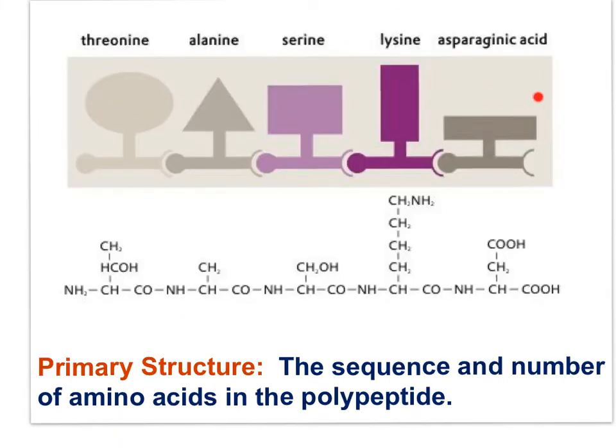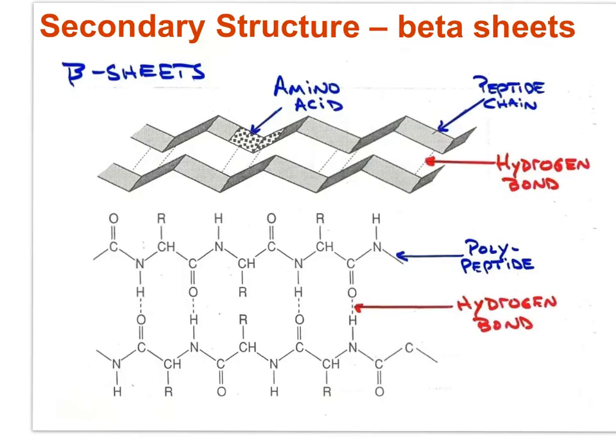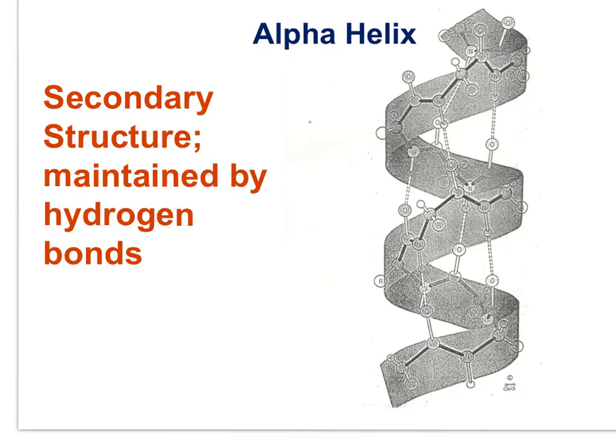Here's an image of a polypeptide with 5 amino acids in a sequence. You can see the R groups very clearly here. The primary structure of a polypeptide is the sequence and number of the amino acids in the polypeptide. The secondary structure of polypeptides includes the alpha helix and beta pleated sheets. Both of those structures, the alpha helix and the beta pleated sheets, are stabilized by hydrogen bonds. The alpha helix of a polypeptide is secondary structure and is structurally stabilized by hydrogen bonds.